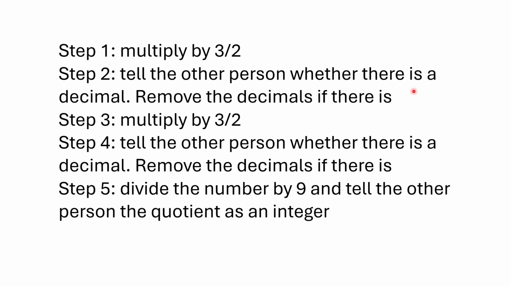And now, let's write down our steps. Now, we have step 1, multiply by 3 over 2, right? 3 divided by 2. Okay. Step 2, tell the other person whether there is a decimal and remove the decimal if there is. Step 3, multiply by 3 divided by 2 again. Step 4, same as step 2. And then step 5, divide the number by 9 and tell the other person the quotient as an integer. So these are basically the steps to our trick.